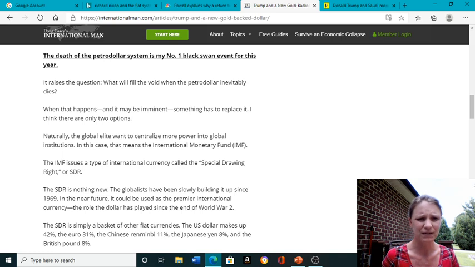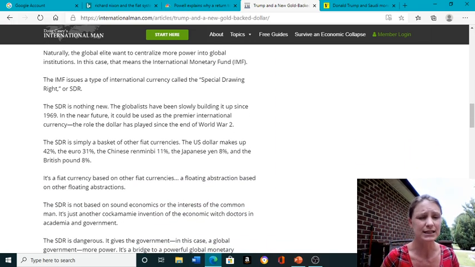Okay, so the IMF issues a type of international currency called the Special Drawing Right, or SDR. The SDR is nothing new. The globalists have been slowly building it up since 1969. That sure is awfully close to 1971 when Nixon demolished the gold-backed system.